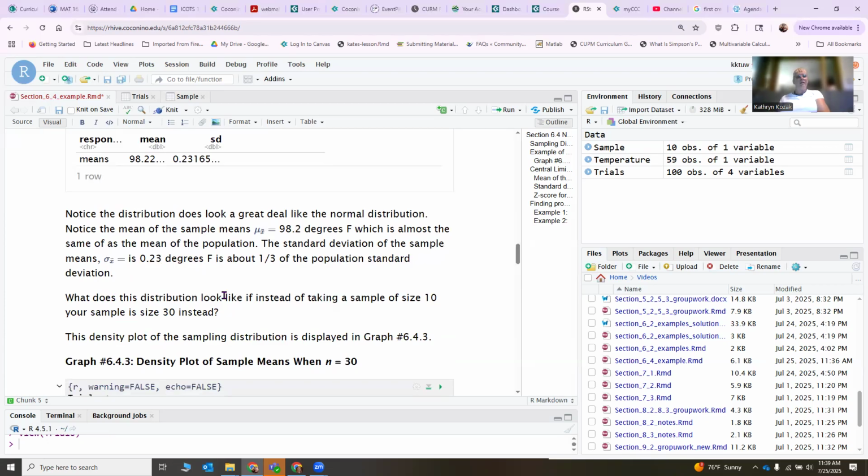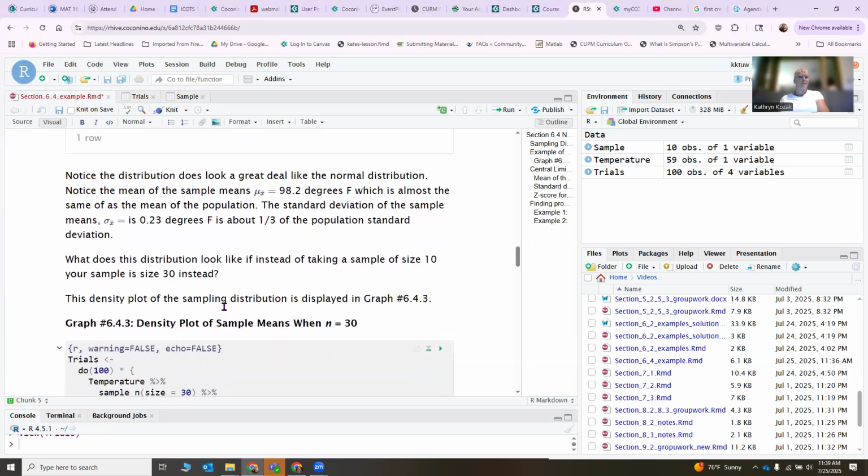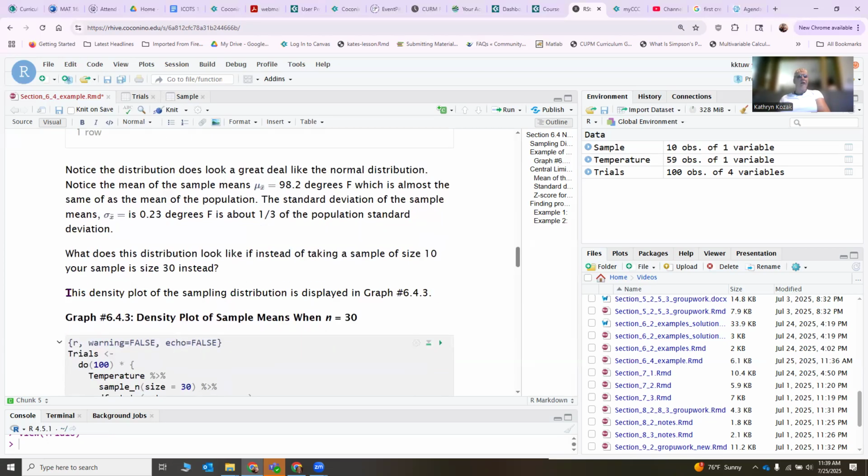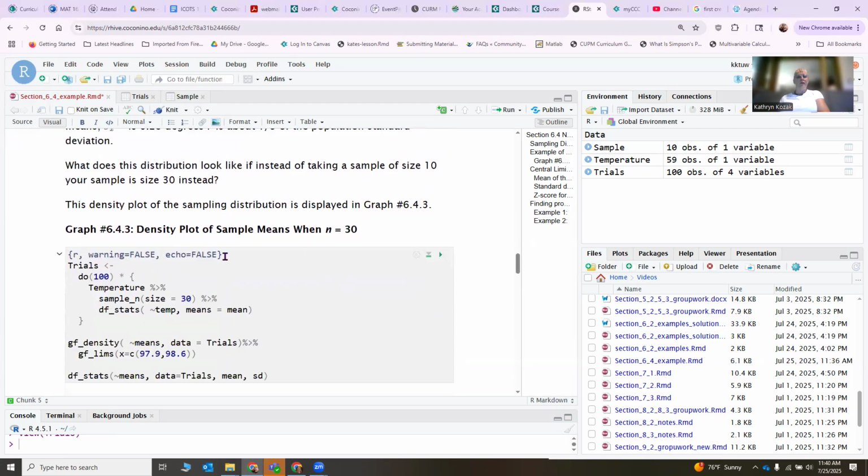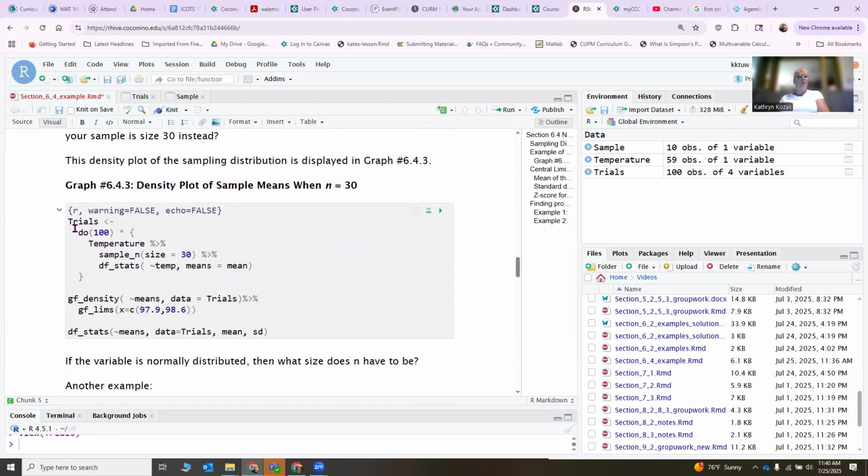Now we want to know, what does this distribution look like if instead of taking a sample of size 10, we take a sample of size 30? So let's run this one. We're going to do this again 100 times. We're going to take a temperature sample of 30, and we're going to calculate the sample mean from each one of those samples we take.